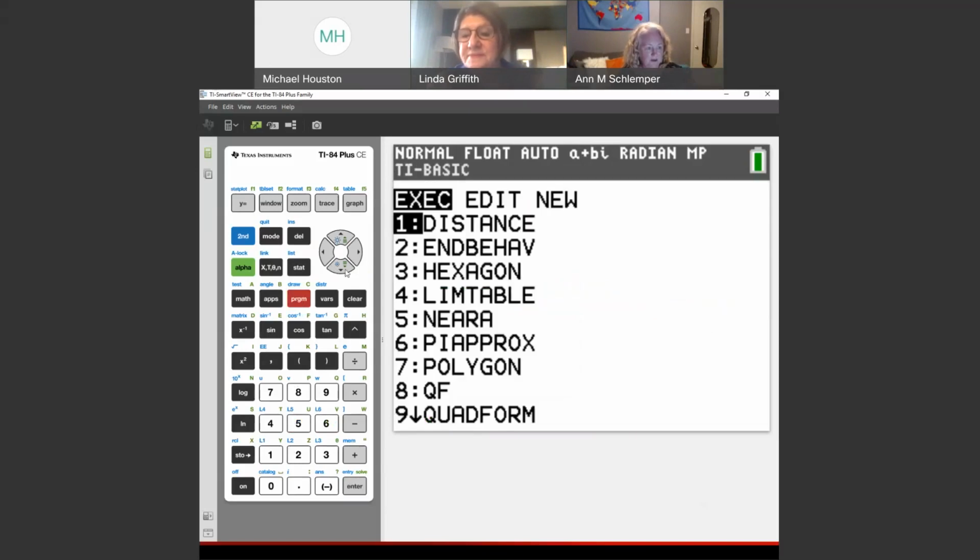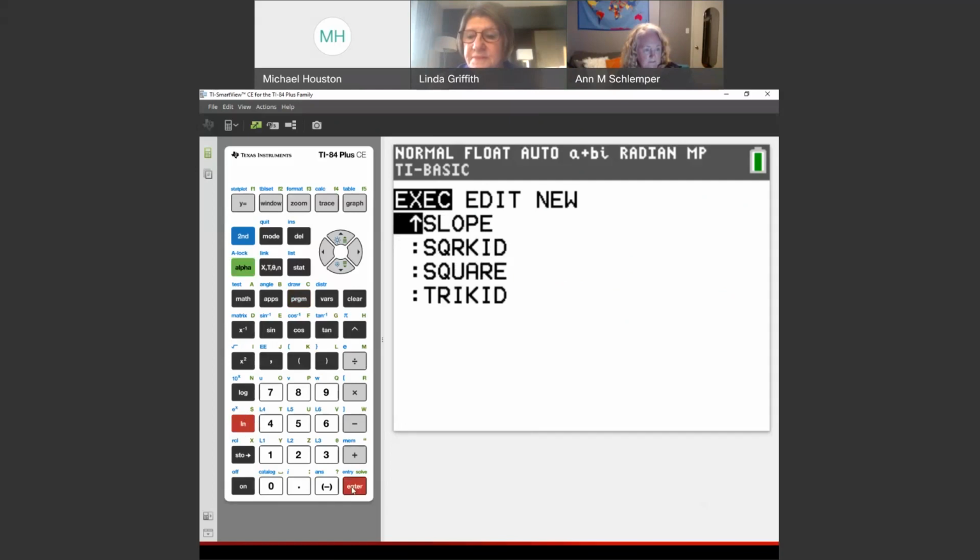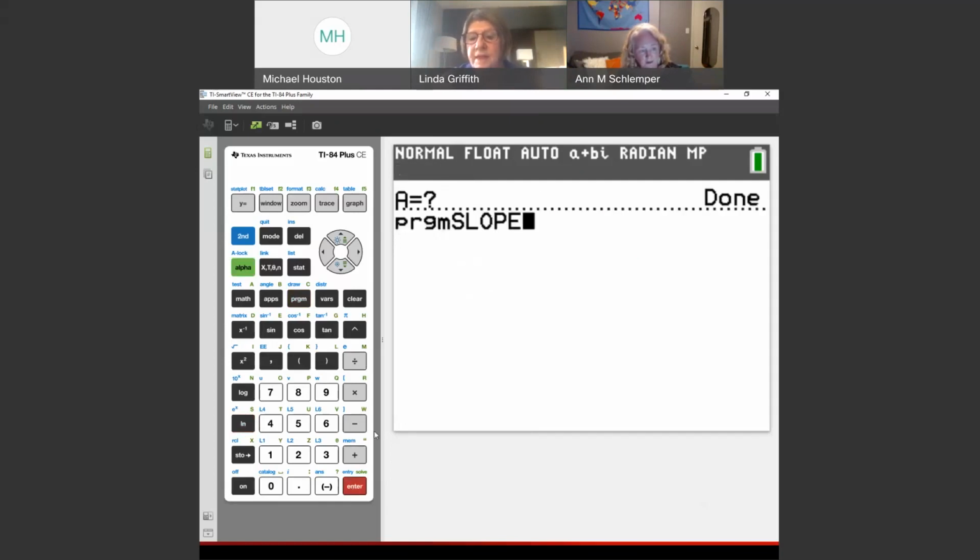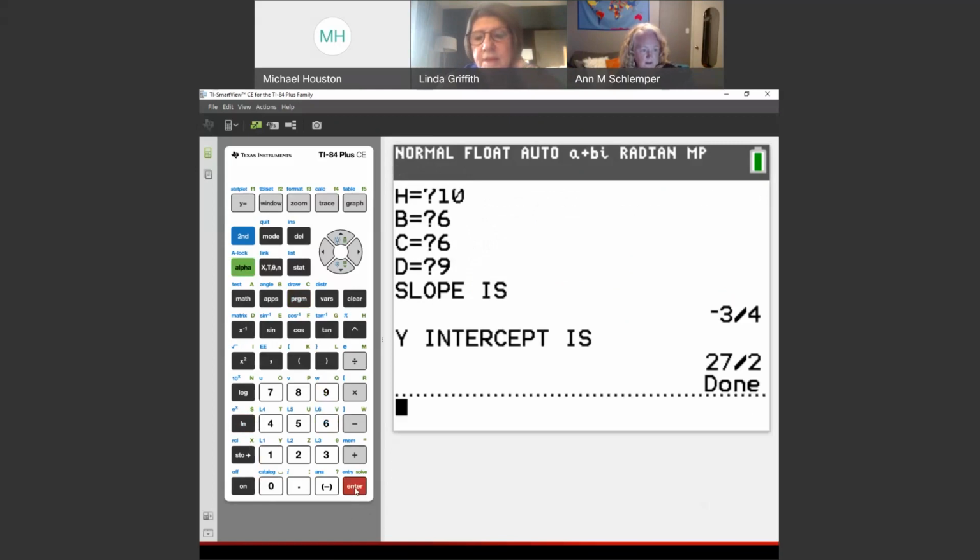So I have quite a few programs, and if you end up with quite a few programs, you can just hit alpha and you will find the one you want with slope, and you can run the program. First you pull it up, and then we want to enter the points 10, 6 and 6, 9. And it'll give you the slope and the y-intercept.